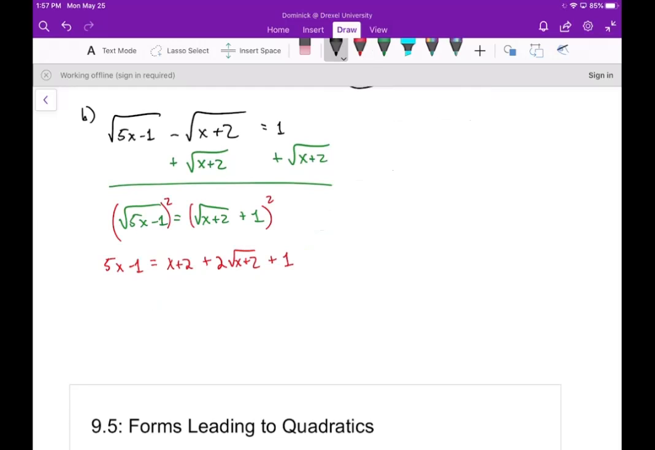All right, so let's move everything over. So if I subtract this x, and then the 2 and the 1 will give me a 3, so let's subtract 3 from both sides.